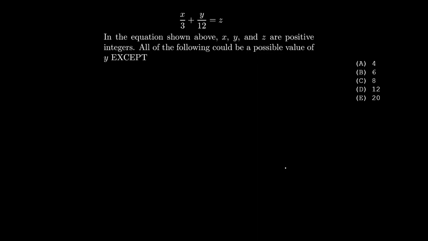Let's solve this SAT question. In the equation shown above, x, y, and z are positive integers. All of the following could be a possible value of y, except. If you want to give this problem a try, pause the video. Let's see how we can solve this.